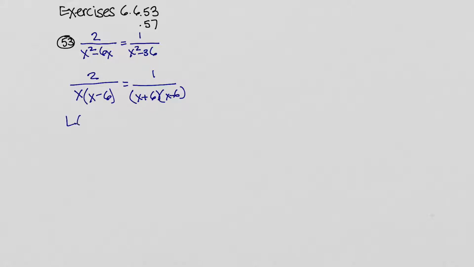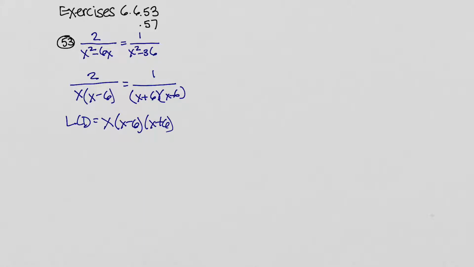And now we can see that the LCD here is x, right? We get that x right here. x minus 6, right? We have an x minus 6 here and 1 over here, but it's just to the first power, so we need only 1. And then we have this x plus 6, so we'll include that. So let's get that.